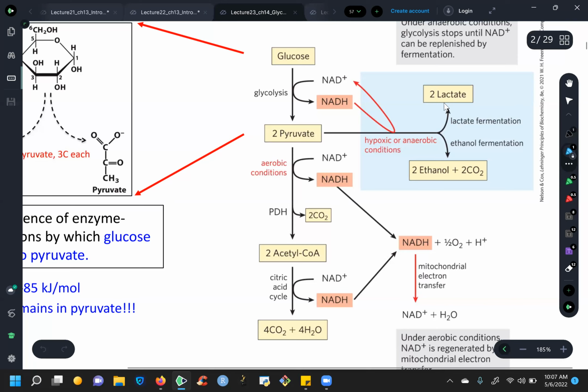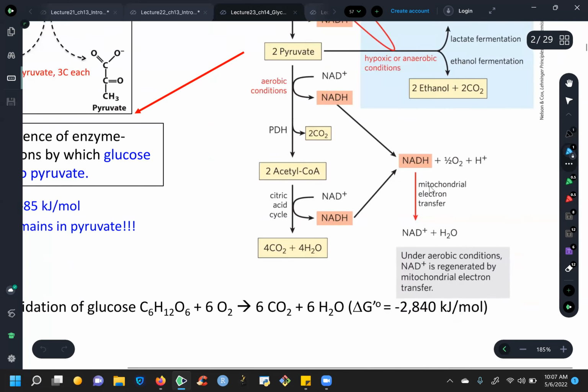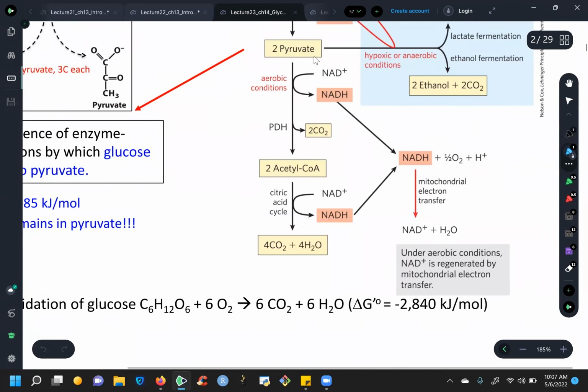That's kind of painful. So that's why it hurts when you've been running for so long. But in yeast, they can actually do ethanol fermentation from pyruvate. So now from the 2 pyruvates, that NADH that we made can head straight to the mitochondrial electron transfer chain in order to donate those electrons that it picked up.